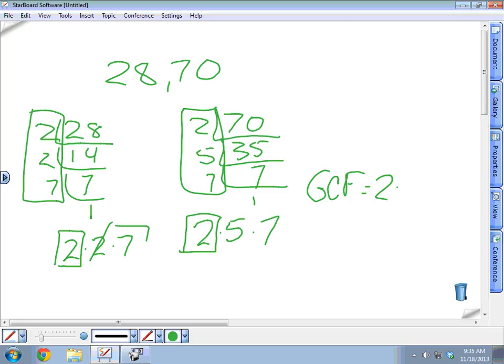Well, this one has a 7 in it, and this one has a 7 in it, so I have to put a 7 up here. This one's got a 5 in it, but that one doesn't have a 5, so I can't match it. Do you see what I just did? I matched all the factors that matched between both lists. Now I multiply them together. 2 times 7, 14. 14 is my greatest common factor.